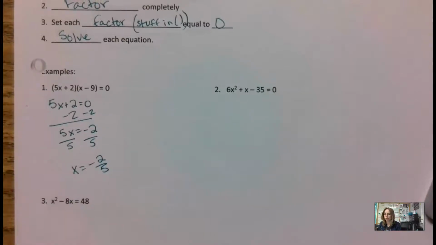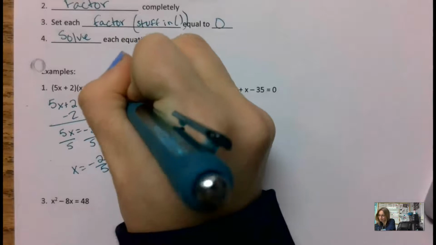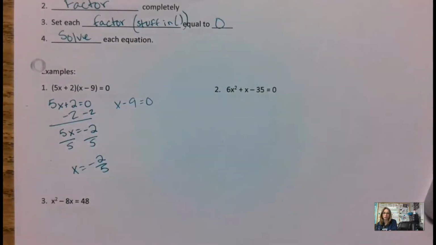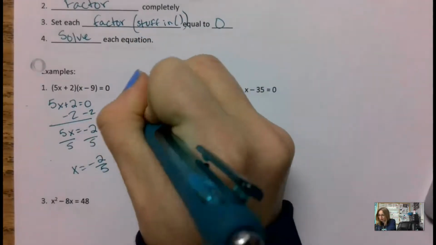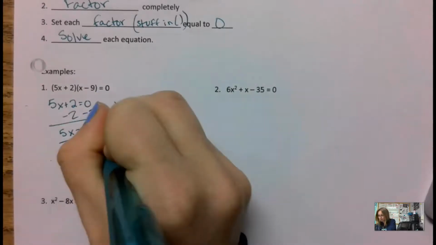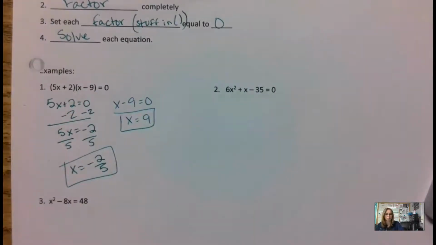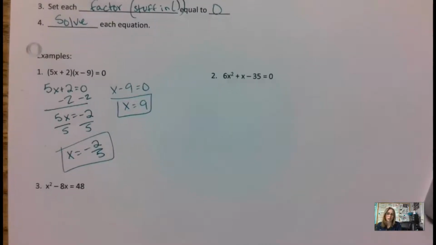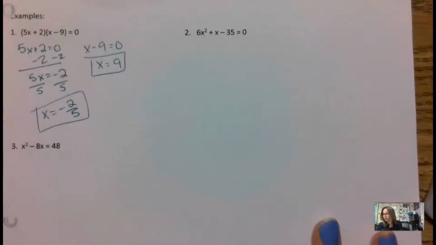There's one. Now let's do the next. x minus 9 equals 0. Just add 9 to both sides, and x equals 9. So those are our two answers. Not too bad. Once again, if you need to, just pause and rewind, feel free to do so.